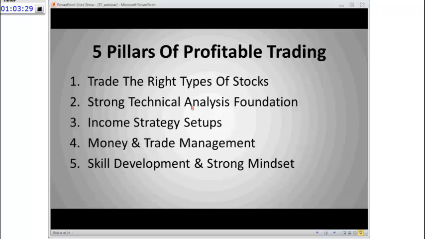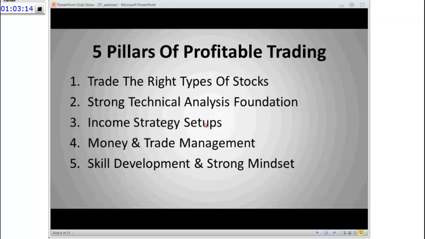And then after you have an idea of the stocks that you want to trade and you understand basic technical analysis, then from that you want to develop actual trading strategy setups, right? Rules-based setups, so you can eliminate or at least reduce a lot of the subjectivity and discretion.